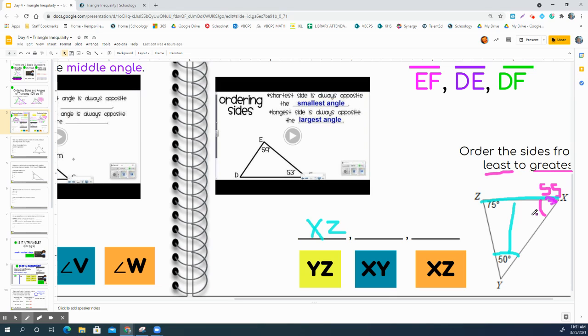What's the medium? Yeah, medium angle is at 55, so I got to do Z to Y. And it doesn't matter if you do ZY or YZ. And then the very last one is at 75. Notice that the 75 is the biggest angle, so 75 is not in the side. XY is the other side. Okay.